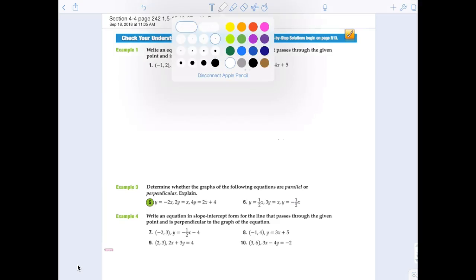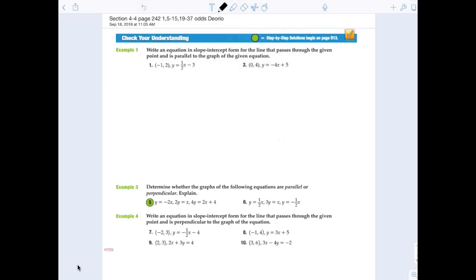One of the most important things you're going to do when you take higher level math is write equations. Today we're going to start with writing equations, not just given a point and a slope, but you're going to write an equation of a line through a given point that may be parallel or it may be perpendicular.